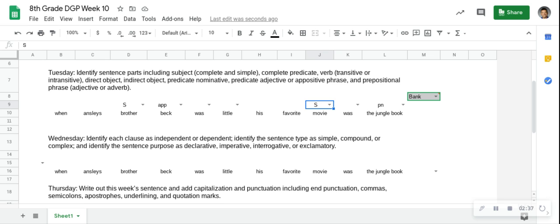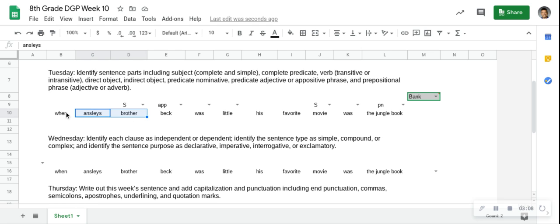All right, let's refocus on not the Jungle Book, but on our DGP, our daily grammar practice. So we have our simple subject in brother. Now we need to find a complete subject. What modifies brother? Ainsley's. Ainsley's brother. What else modifies Ainsley's brother?